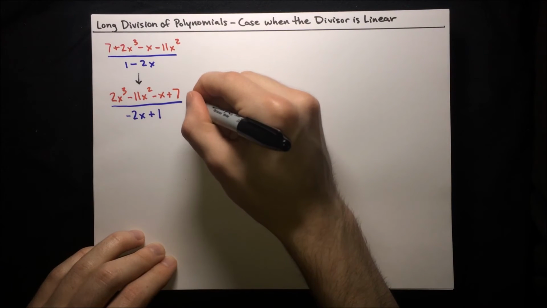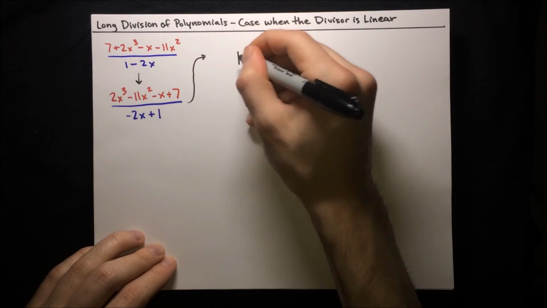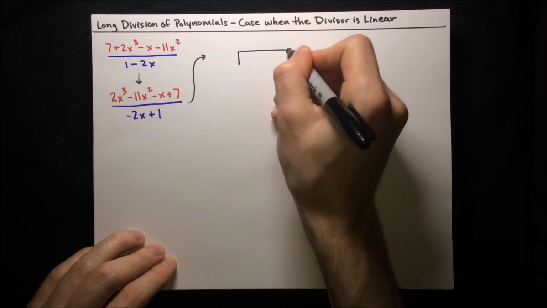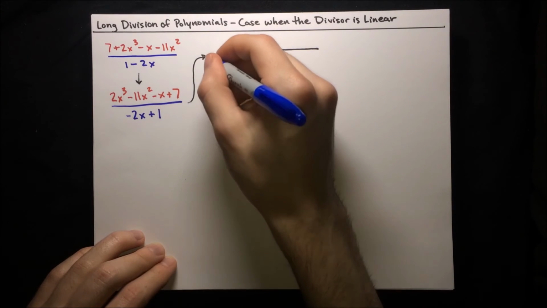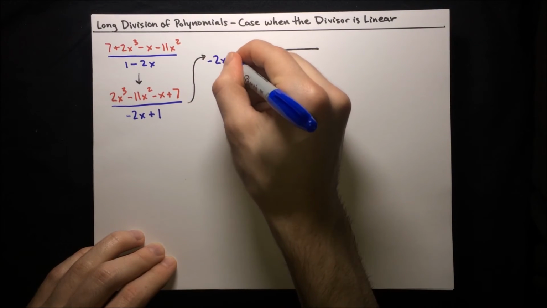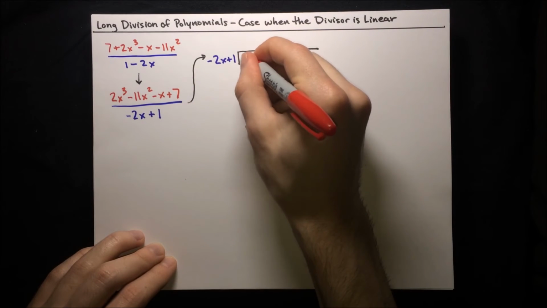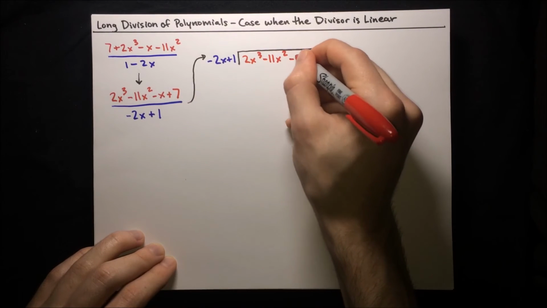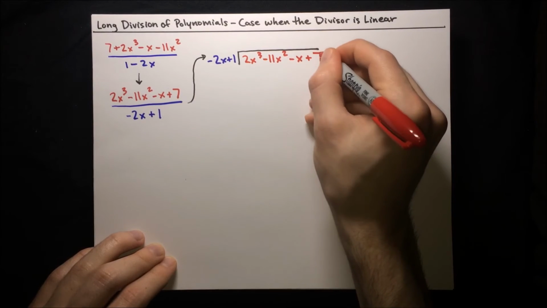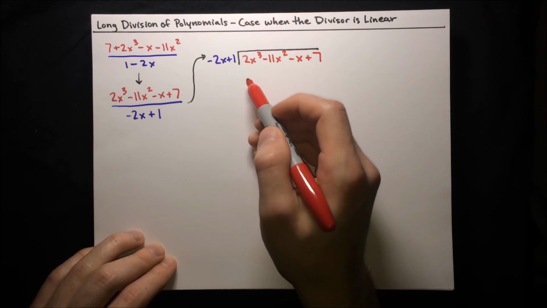So let's put up our division right over here. We'll leave a little bit of space for our divisor and we'll draw the long division diagram. So our divisor, which we put first, that's negative 2x plus 1. And then we've got our dividend, which is 2x cubed minus 11x squared minus x plus 7. We put that on the inside. And we're ready to go ahead and get started with our long division process.